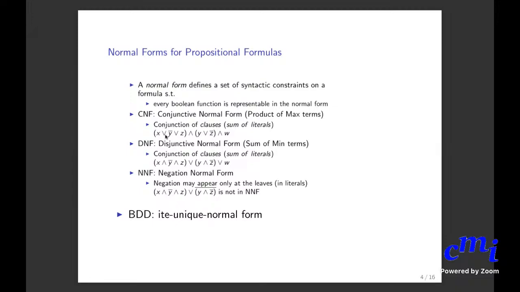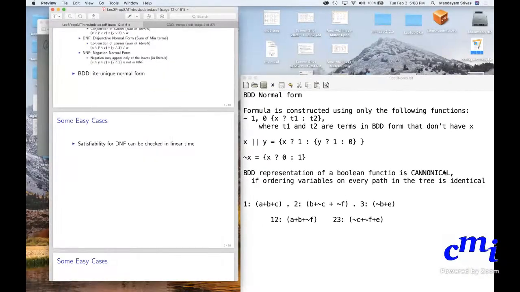I say unique normal form because CNF and DNF are normal forms in the sense that any Boolean function can be represented by a formula in that form, but these are not unique. You can have different CNFs representing the same function, whereas here you can use BDDs to represent it. To give an example, consider this formula, BDD normal form.